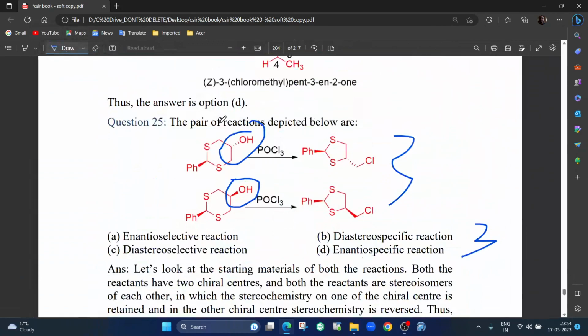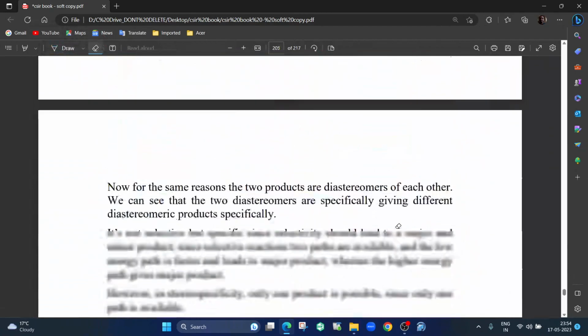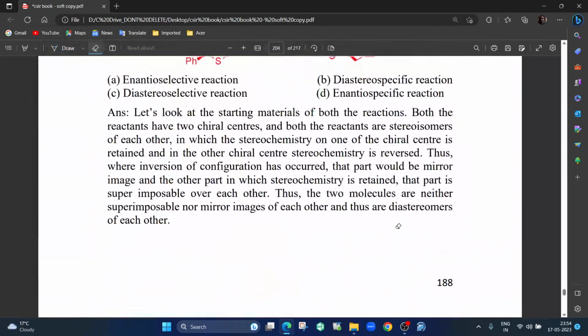So overall, these two molecules are neither superimposable nor mirror images, so they are diastereomers. Even the product is exactly the same as in the reactant. You are having these two OH on the same side, so they are superimposable. These two parts are mirror images, so overall neither mirror image nor superimposable. So two different diastereomers are giving two different diastereomer products, right? So that's why this reaction is a diastereospecific reaction, right? It was as simple as that. Moving on to the next question. I will go slowly, you can read through all that.